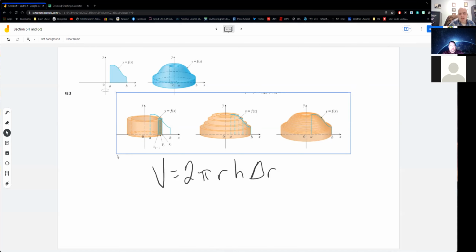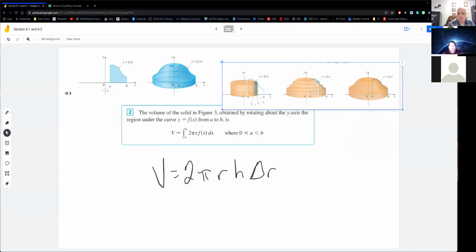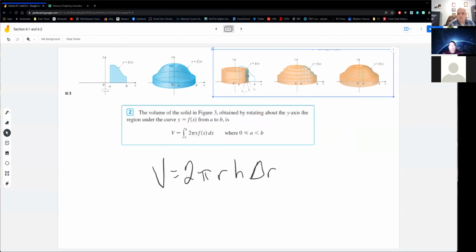Now, what if, like in the last problem, we rotated around something other than the origin? That becomes tricky, because then our radius would be x plus 2, let's say, right? Correct. Your radius would actually change in that situation.